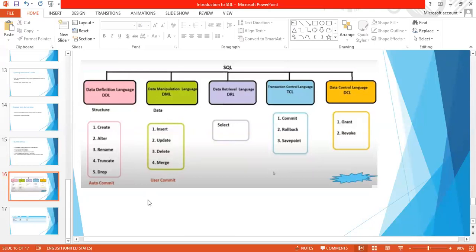Then when you're thorough with these particular things, then you can go ahead and answer it. DDL is nothing but data definition language, where it does an auto commit whenever any transaction has been done. So data definition language consists of a couple of commands like create, alter, rename, truncate, drop.